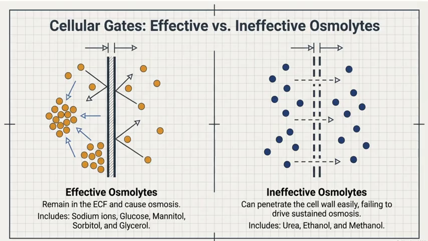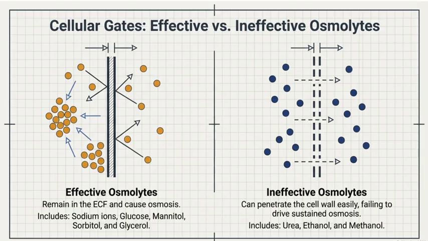Not all osmoles are equal. Only effective osmoles create a sustained water movement across the cell membranes. Effective osmolytes cannot freely cross the cell membrane, therefore they remain in the extracellular fluid. So they pull the water across and cause the true osmotic shifts. Examples are sodium, which is the most important, mannitol, and glucose. Glucose, when insulin is deficient, acts as an effective osmole.